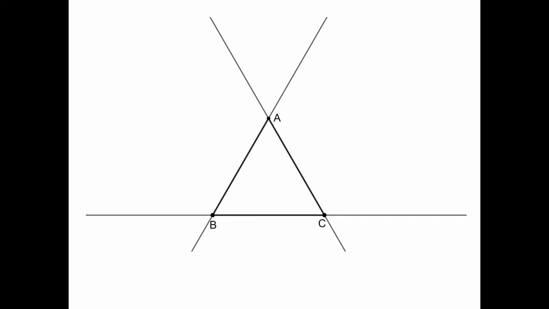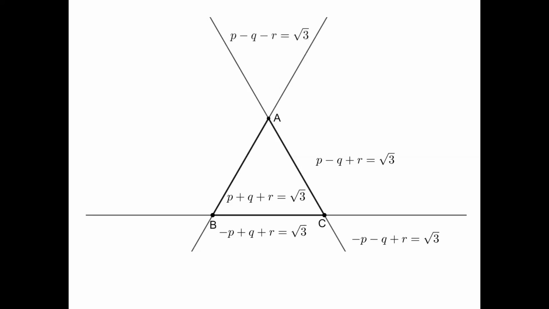The lines of the three sides partition the plane into 7 regions. The relations for p, q, and r are all different in each region. Inside the triangle, that's p plus q plus r equals square root of 3. Below that, negative p plus q plus r. The sign for p is changed. Move to the corner outside C, the sign for q is changed as well, negative p minus q plus r. Move up to another region, the sign for p switches back from negative to positive, and so on.